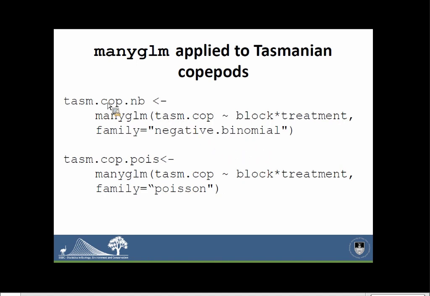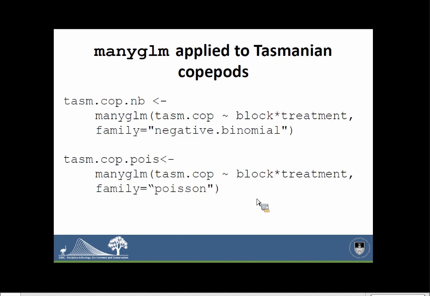So basically, when you specify your manyglm, you put in your function. So it's my mvabund object, and we think block and treatment are both probably going to be important, and we're wondering about whether there's an interaction between both of them. It's the multiplication sign here. And so we're going to try with the negative binomial, and we're going to try with the Poisson, and we're going to see which actually fits better.